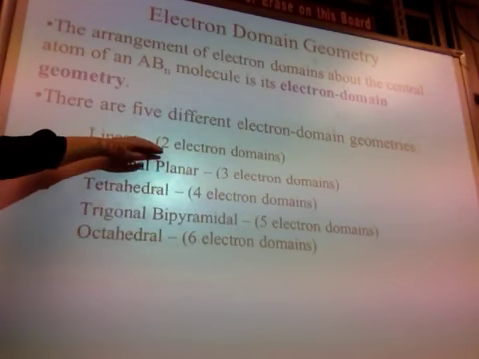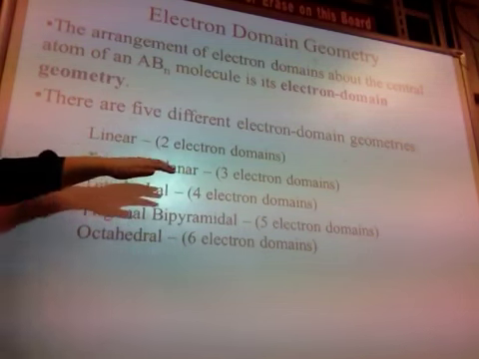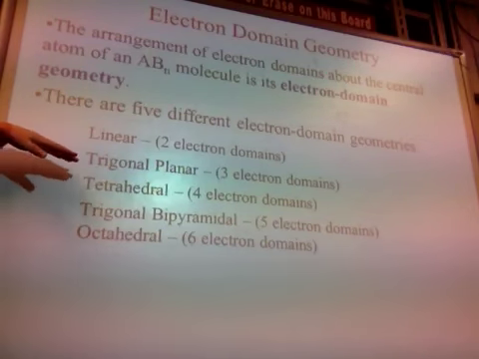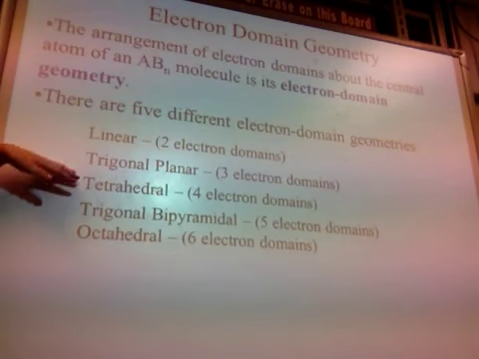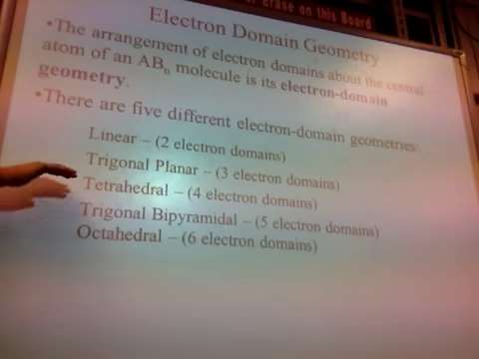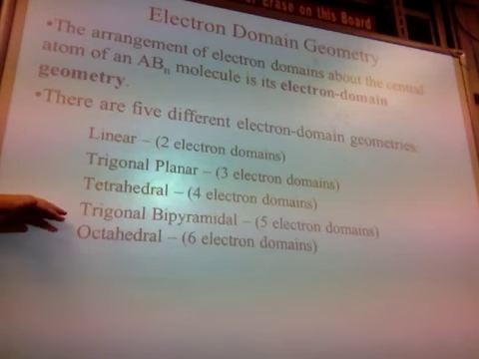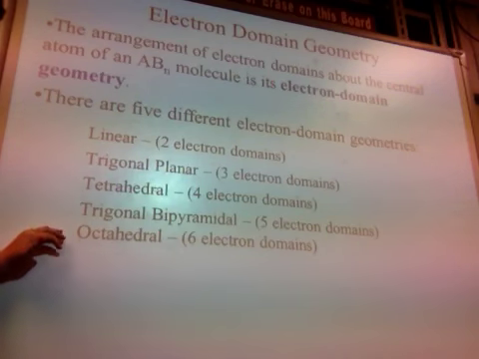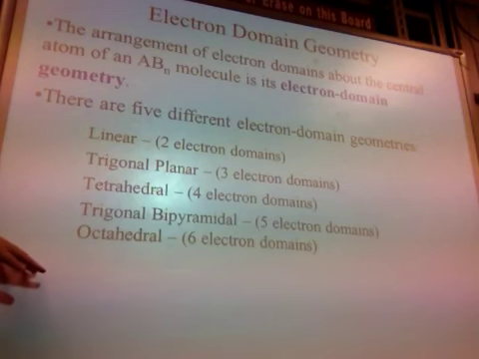So if it's 2 electron domains, linear. If it's 3 electron domains, the overall electron domain geometry is trigonal planar. 4 electron domains is tetrahedral. 5 electron domains is trigonal bipyramidal. And 6 electron domains is octahedral.